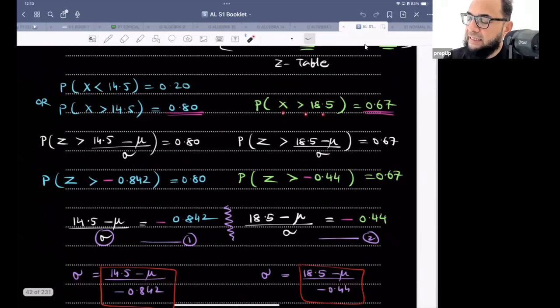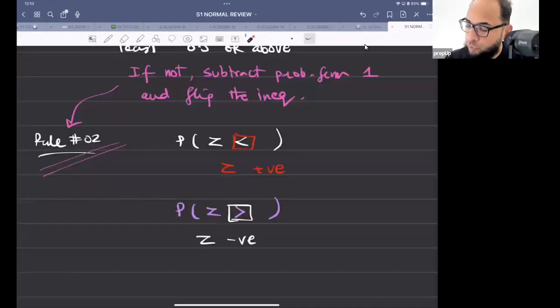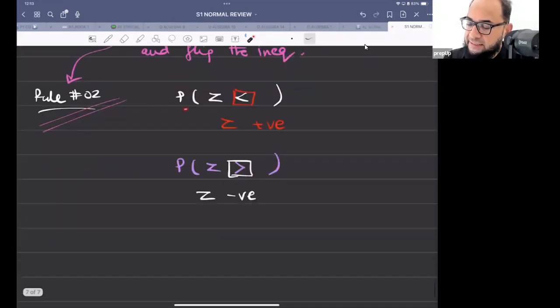Probability X is greater than 18.5, that's 0.67. Probability Z is greater than (18.5 minus mu) over sigma. Standardize. And now this is greater, so it gives us a negative value. We just went over this rule, that's right over here. Z is lesser than something, Z is positive. Z is greater than something, Z is negative.